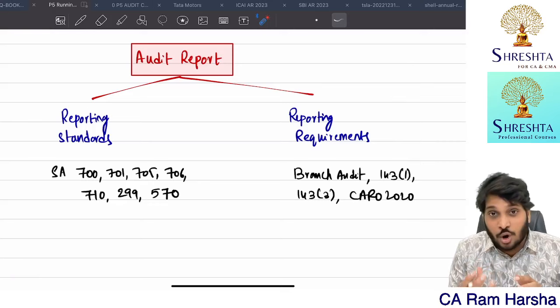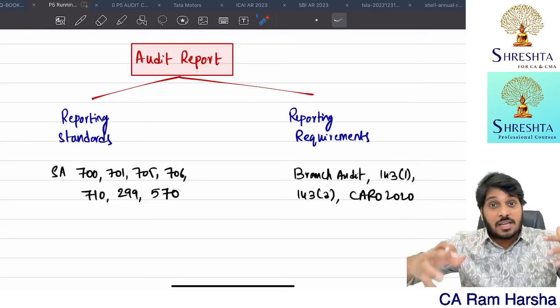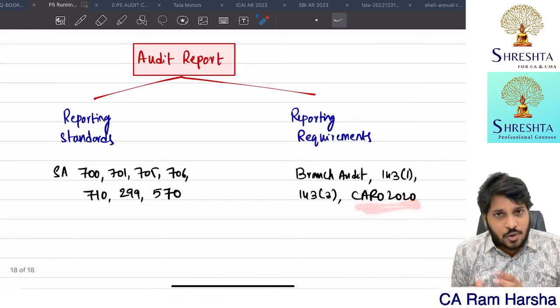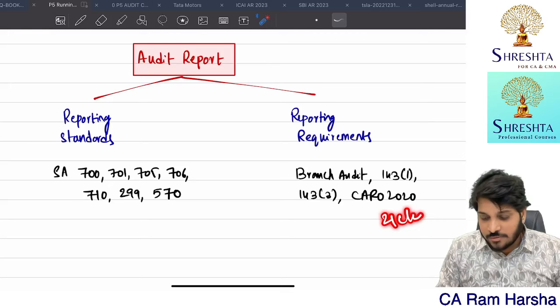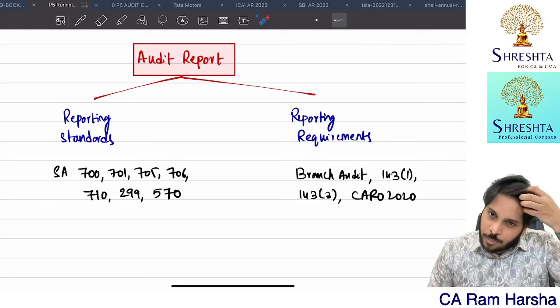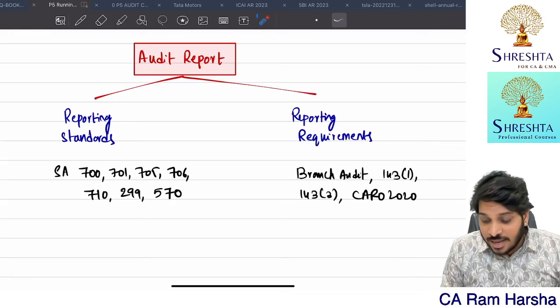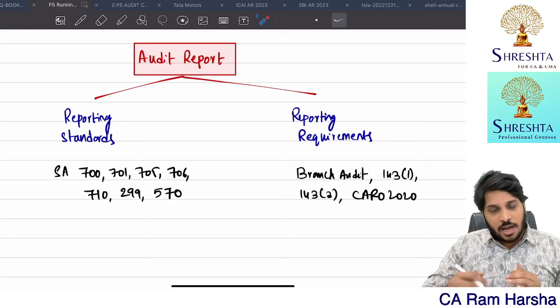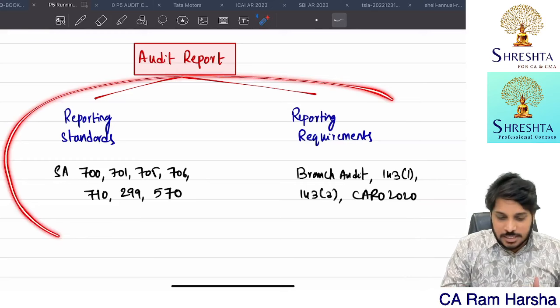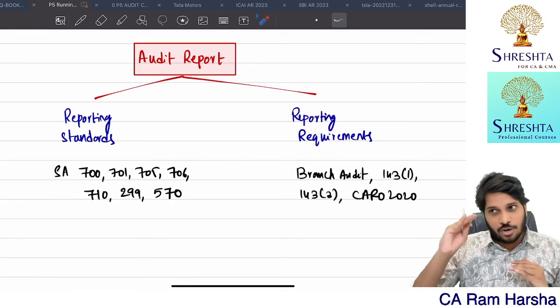Inside that audit report, you have to give some additional reportings. Like there is something called CARO. There is a report called CARO 2020. I hope you might have heard about this CARO. It has 21 clauses. The auditor has to report on CARO, especially if you are a repeater. Many think it's a separate document, but many don't understand that CARO is part of the audit report. Anyhow, through this chapter, I am going to explain what exactly is an audit report and how all this is integrated into an audit report. I hope now you understood what we are going to discuss in this chapter.